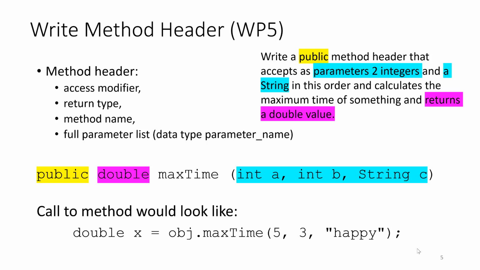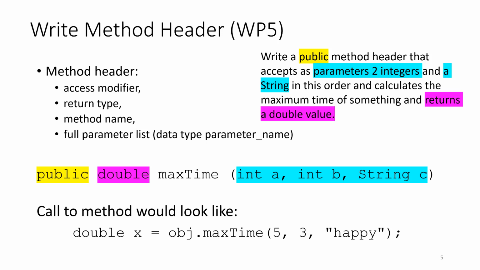Let's look at the description again. Recall that the method header requires an access modifier, a return type, the method name, and the parameter list. Are there any clues in the problem description that will help us? It says to write a public method header, so I've highlighted the access modifier in yellow.